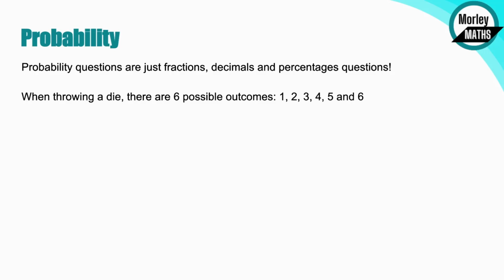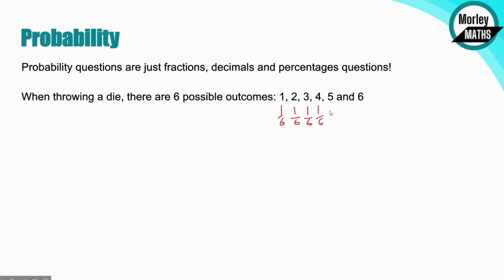But as a basic example of probability, when throwing a die, there are 6 possible outcomes. 1, 2, 3, 4, 5 and 6. Now there's always dice questions when we're dealing with probability. But essentially, each one of these has got a 1 out of 6 chance of happening. And I always like to think about fractions or word fractions as being out of something. So 1 out of 6.